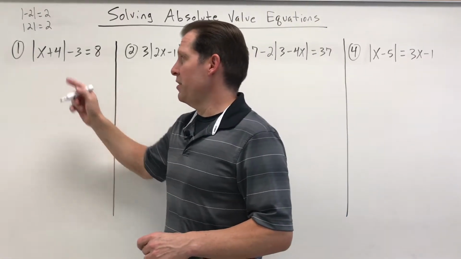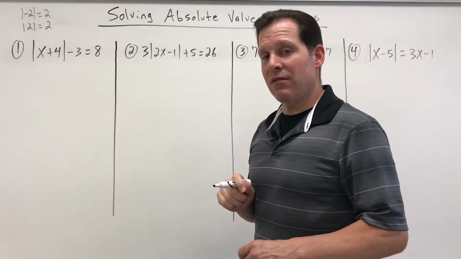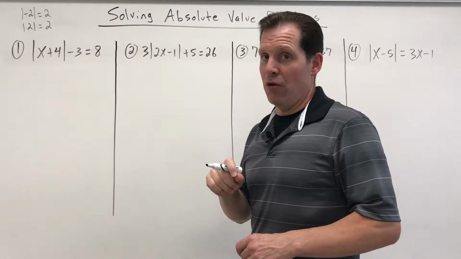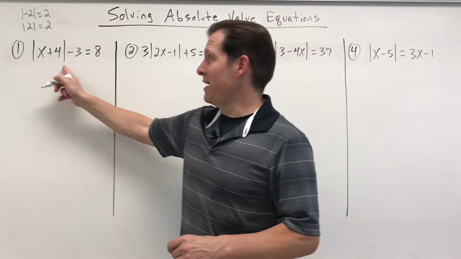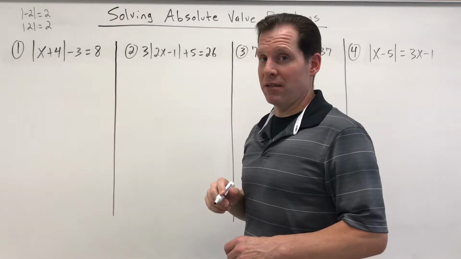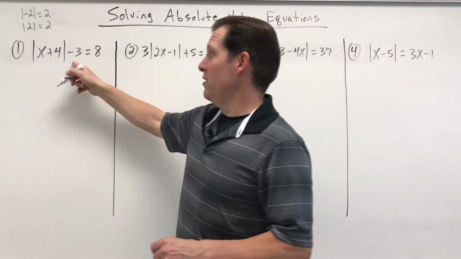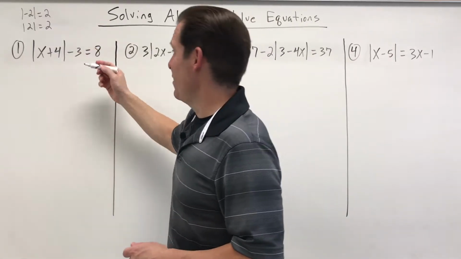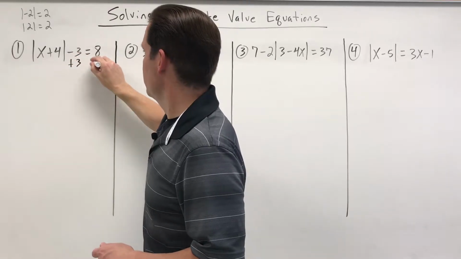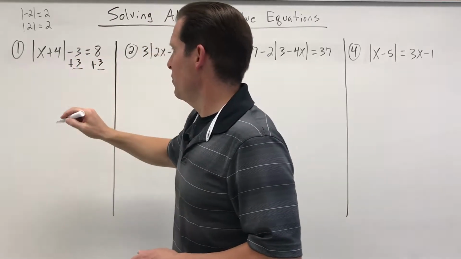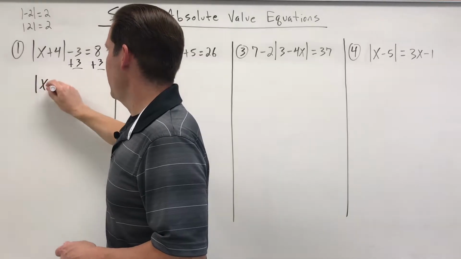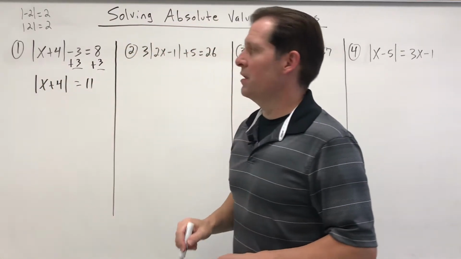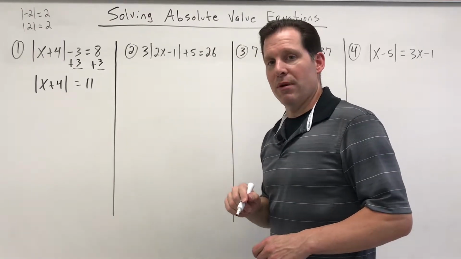So looking at this right here, before we go ahead and set up the positive and negative case, you want to get the absolute value by itself. Because if you don't, it won't always work. So make sure you isolate the absolute value first before you set up the positive and the negative case. So in here, if I want to get the absolute value by itself, I got to get rid of this -3, so I'm just going to add 3 to both sides. So when I do that, it gives me the absolute value of x plus 4 is equal to 11.